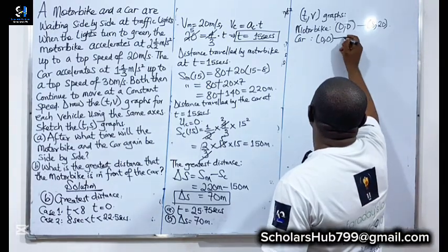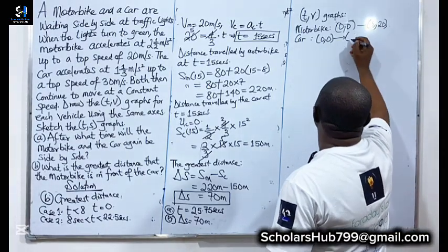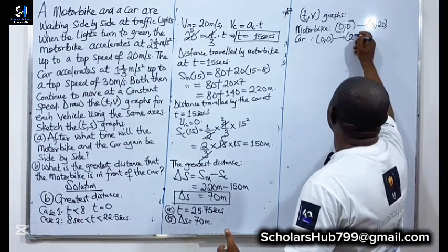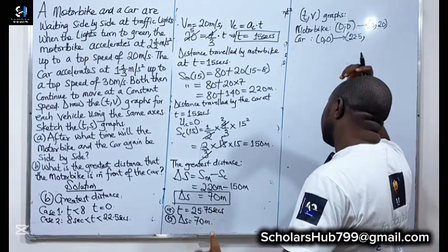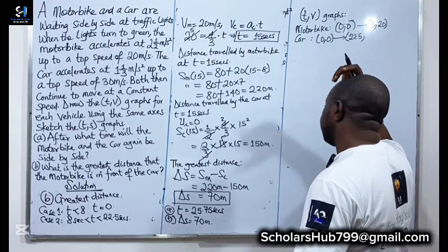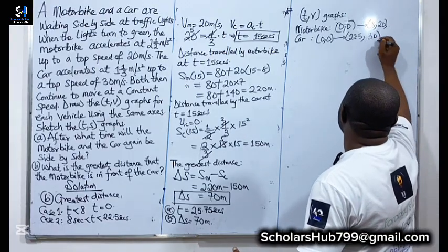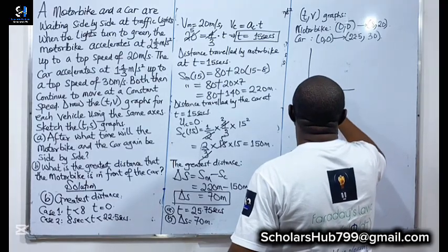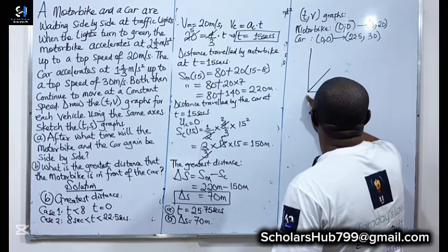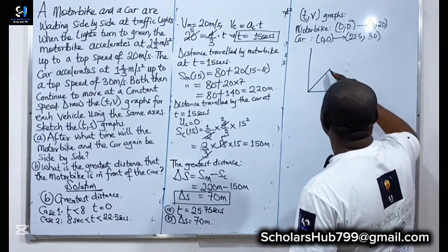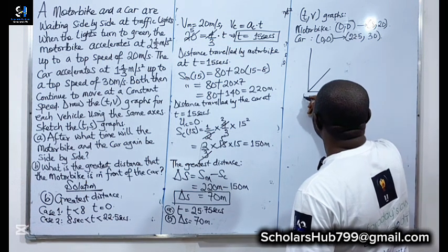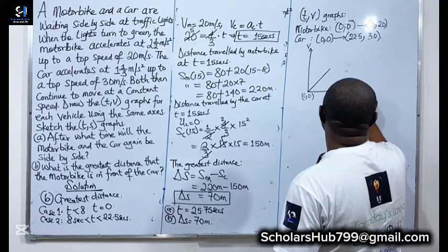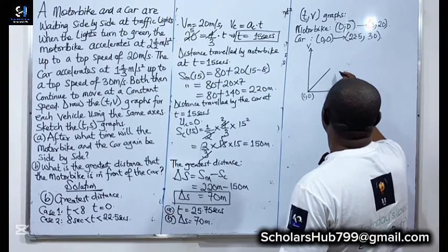So for the car, the time we calculated is 22.5, then the speed is 30. That means the graph is a straight line passing through the origin. This is the origin. This is the V axis, then we have the time axis.